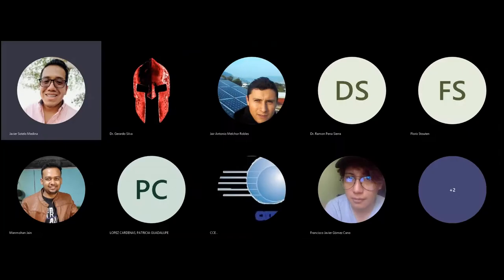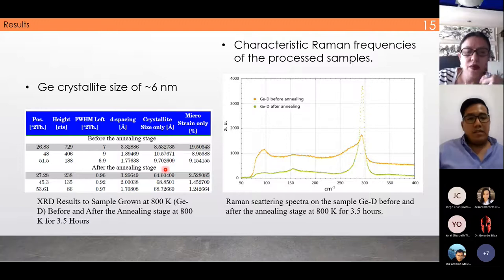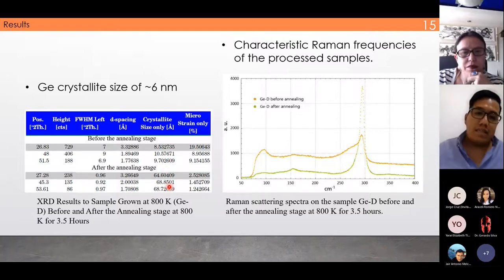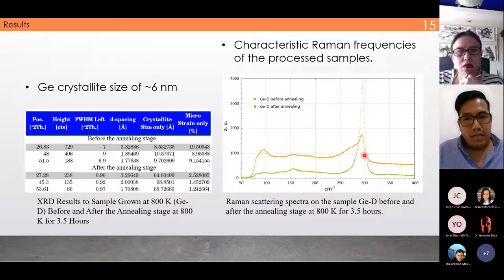Boiling state for the same sample grown at 800 Kelvin, we have almost one nanometer, and after the annealing, we obtain around 6 nanometers. So we have an increase of the crystallinity, we can say, and this is corroborated by the characteristic Raman frequency that we have in this sample before the annealing. And this is the sample after the annealing.